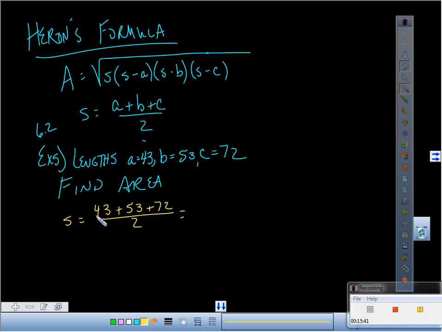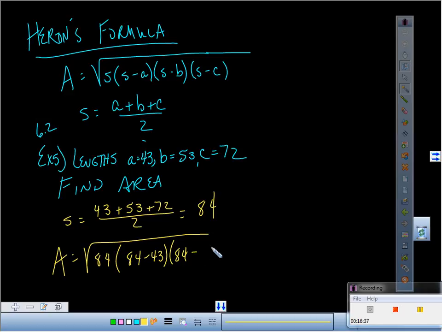All right, so y'all take your calculators, take 43 plus 53 plus 72, divide by 2. Tell me what you get. 168 over 2. So what's that? 84. So my area is equal to the square root of, I can just make the calculator do it all, 84 times 84 minus 43 times 84 minus 53 times 84 minus 72.